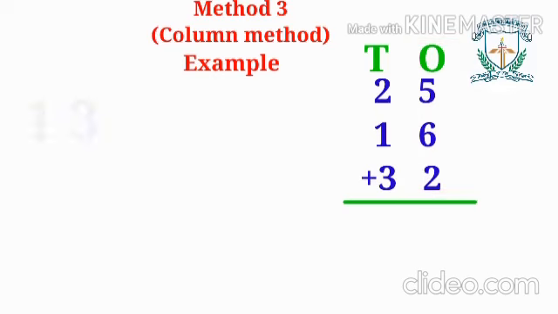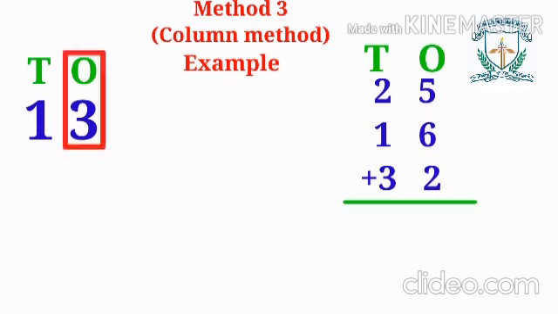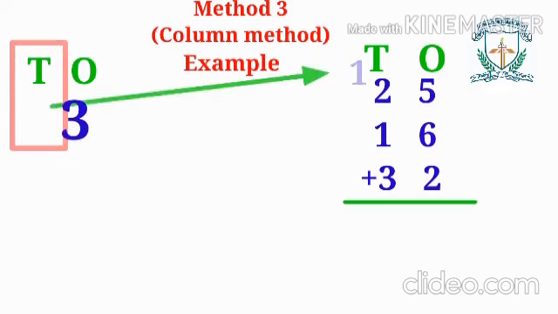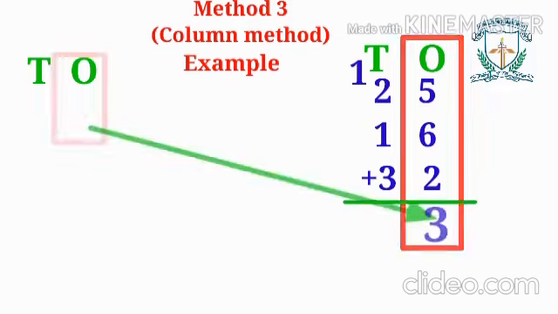As you all know that here in 13, the digit 1 is in tens place and 3 is in ones place. So the tens place digit 1 we have to keep as a carryover in tens place, and the remaining ones place digit 3 we'll keep as the answer in ones place.